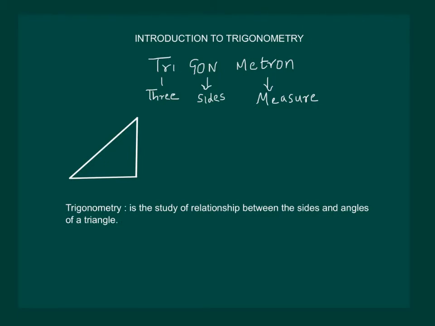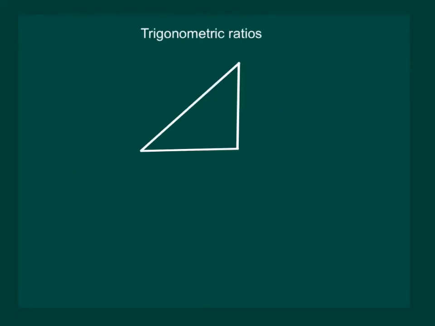Basically, trigonometry is the study of relationship between the sides and the angles of a triangle. Early astronomers used it to find out the distance of stars and planets from the Earth. Even today, most of the technologically advanced methods used in engineering and physical sciences are based on trigonometric concepts. So let us study them in detail. We start with trigonometric ratios.